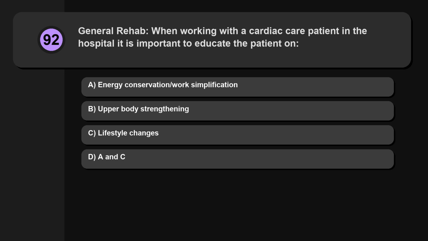Question 92. General rehab. When working with a cardiac care patient in the hospital, it is important to educate the patient on Option A, energy conservation/work simplification.